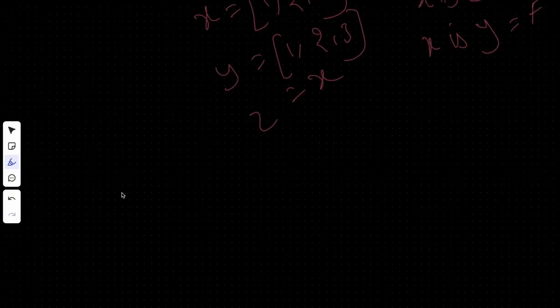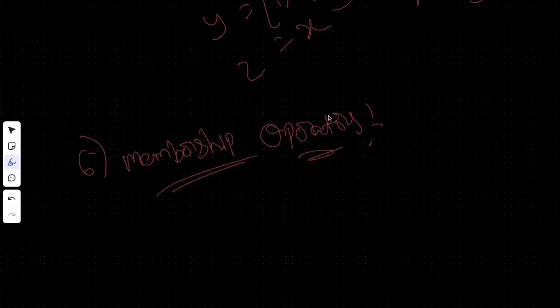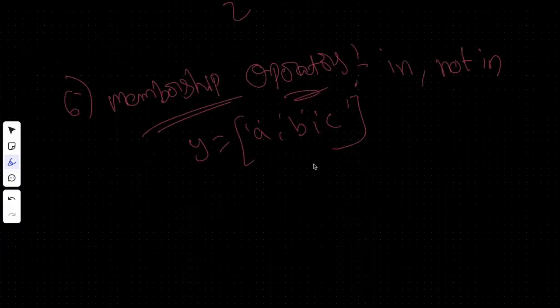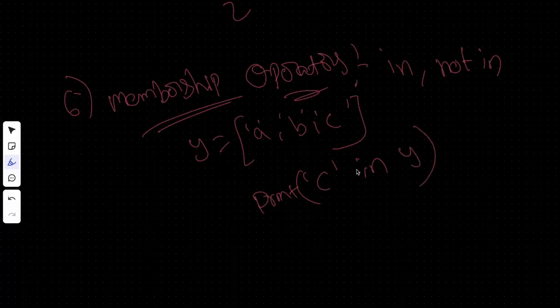And next we have membership operators. Membership operators are used to test if a sequence is present in an object. We have already seen these operators, in and not in, right? For example, if y equal to a, b, c, these are strings. If you want to check whether an element is present in the list or not, for example print C in y, which means you are checking whether C is present in the above list or not. If yes, it returns true. If it is not present in the list, then it returns false. Same as not in as well.